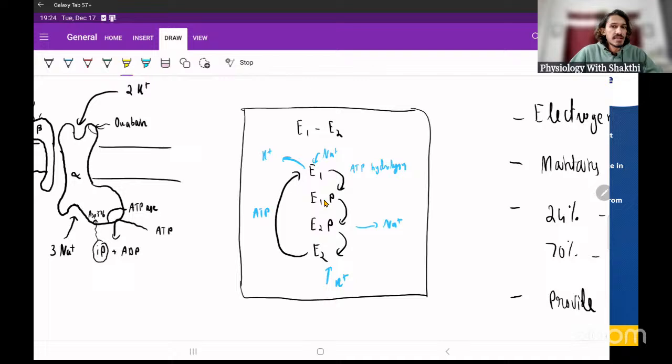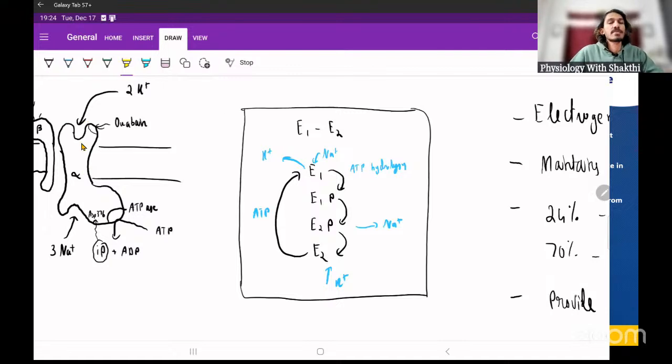Now this E1P state shifts to an E2P state, where the opening is no longer here. Instead, it becomes on the opposite side. So now sodium is able to move outside. So sodium goes outside in the E2P phase. Now, in the E2P phase, what will happen? The phosphate group will go away. And now, because of that, the E2 phase is with an opening on this side. And it is in this phase that your potassium comes inside. Now, potassium comes in. It is existing in E2 phase.